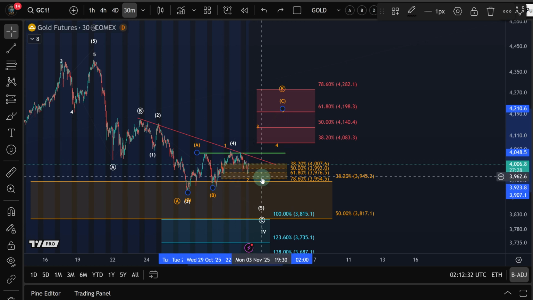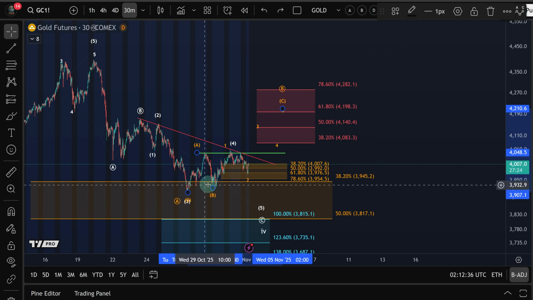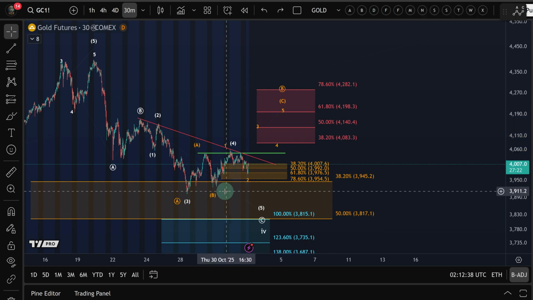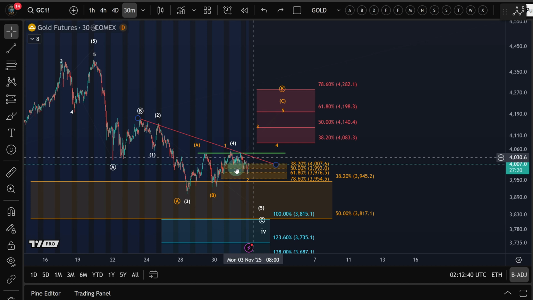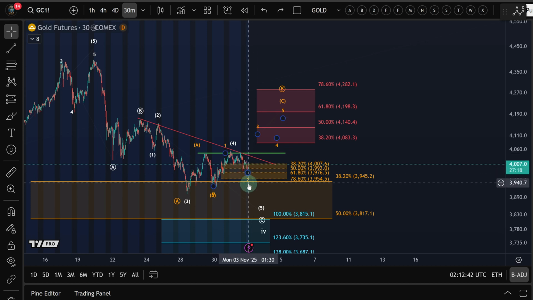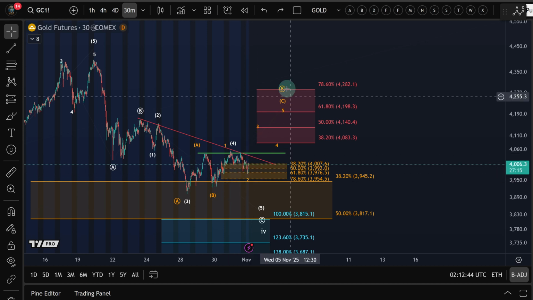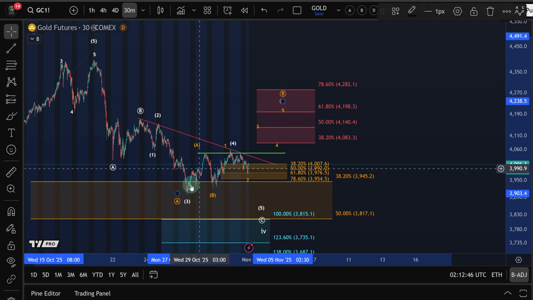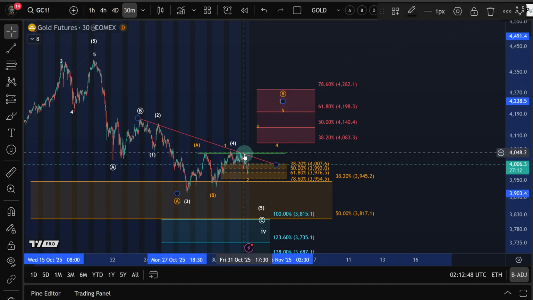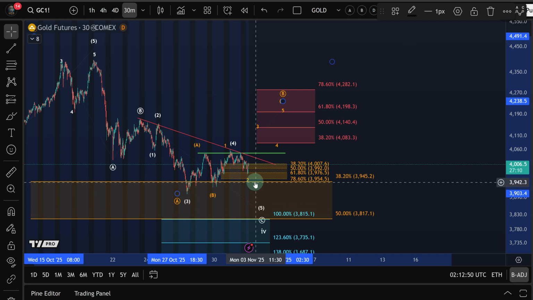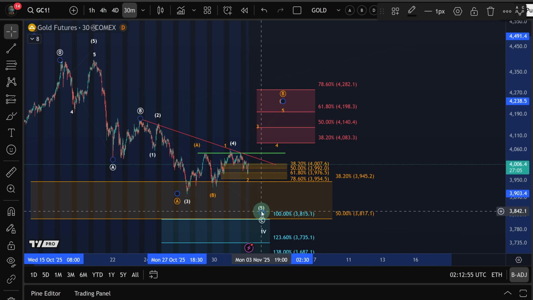But please note, even with a break below support, we don't have invalidation of this pattern. But yeah, for now, we are testing micro support. If we go a little lower, it wouldn't be a problem. It could still be the beginning of the larger B wave. But yeah, we'll have to see. At some point, the structure will start to shift. Probabilities will shift towards another low directly.